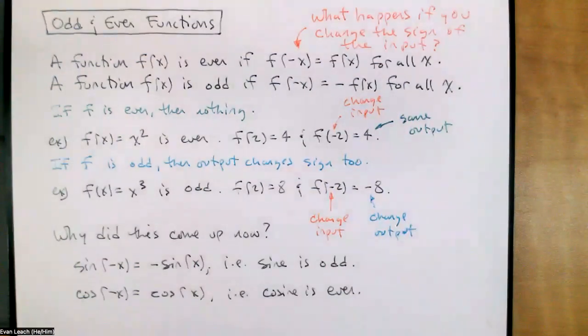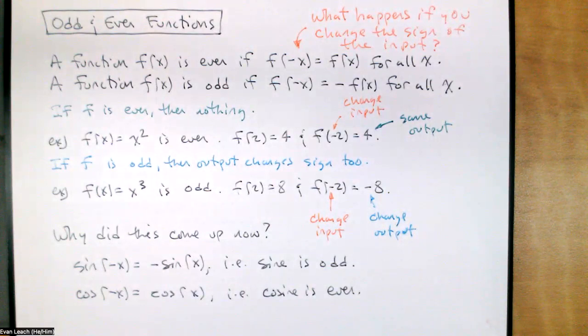This came up now in your trig class because sine of negative x is negative sine of x. That is, sine is an odd function. Cosine of negative x is cosine x. Cosine is an even function.